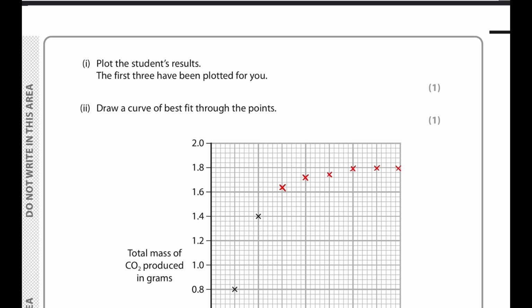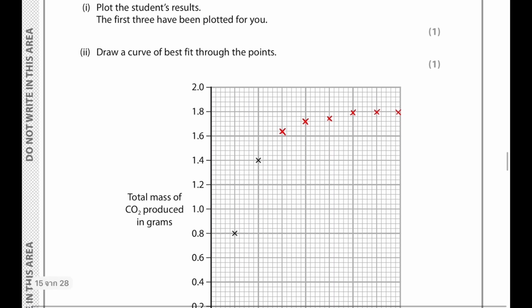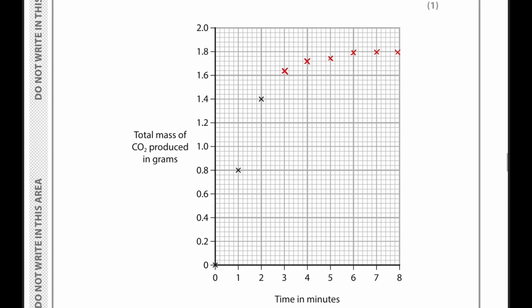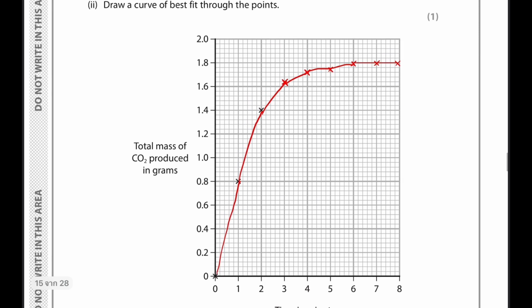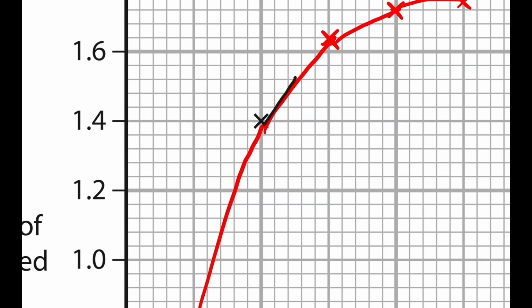Question II. Draw a curve of best fit through the points. Okay, so it will be like this. Let me draw again. Okay, then calculate the rate of reaction at 2 minutes by drawing a tangent to the curve and calculating the gradient of the tangent at 2 minutes, right? So, okay.